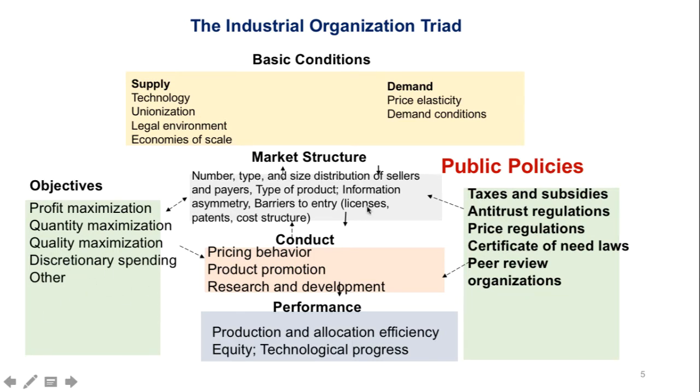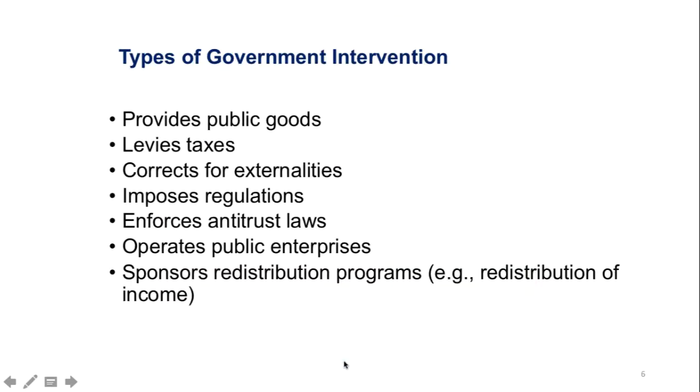And the other factor affecting the three elements of the market is public policy, which is the focus of this chapter: looking at how these public policies, taxes and price regulations, affect the market structure, conduct, and performance.